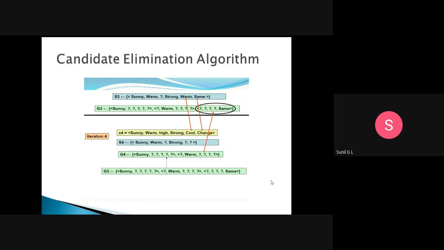When I remove that one, I get the final G4: sunny with all question marks, and in the first position question mark, and in the other places warm and question marks. So this is the final hypothesis S4 and G4. S4 is sunny, warm, question mark, strong, question mark, question mark. In G4 it is sunny, question mark, and for the second set all are question marks. So this is the candidate elimination: we are finding the general hypothesis and specific hypothesis.